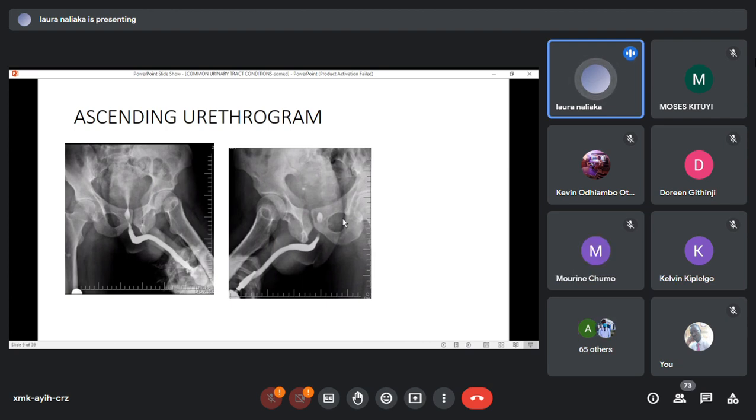Then ascending urethrogram is done only in males. This is done to assess the anterior urethra if you're suspecting a stricture or a narrowing of the urethra. Here you don't catheterize the patient, you just put a catheter or a tube at the urethral meatus, the meatal opening, and push contrast retrogradely so that you can opacify the anterior urethra, check for the caliber of the urethra, and for any filling defects or any cases of leakage of contrast, especially for patients who are post-trauma.